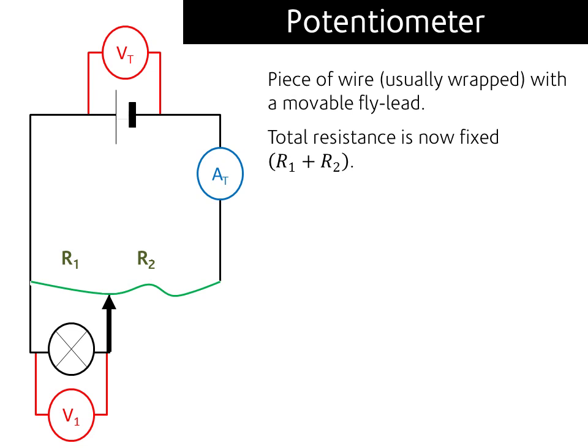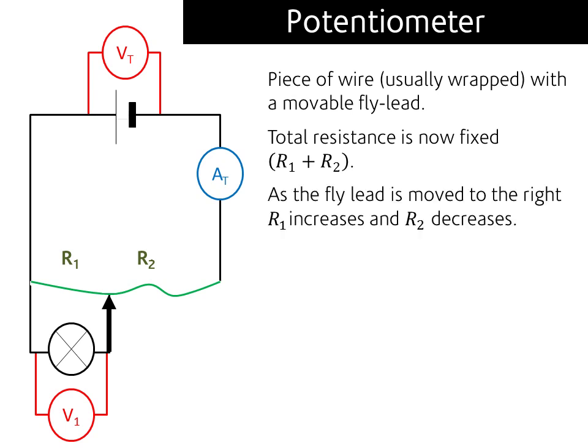Now, R1 plus R2 in this case is fixed. The total resistance in the circuit, R1 plus R2, is always fixed. It's always the same. But we can change how big R1 and R2 are with relation to each other. So if we slide that fly lead to the right, R1 gets bigger, R2 gets smaller, okay, and vice versa.